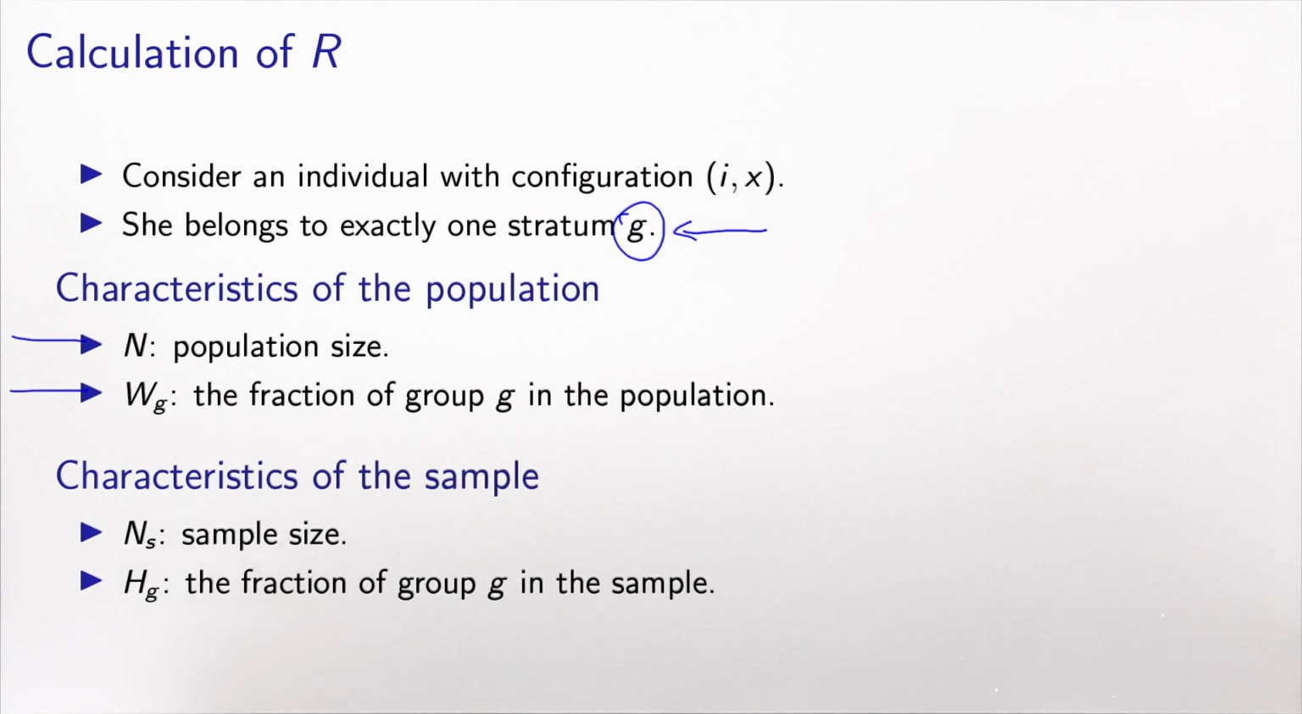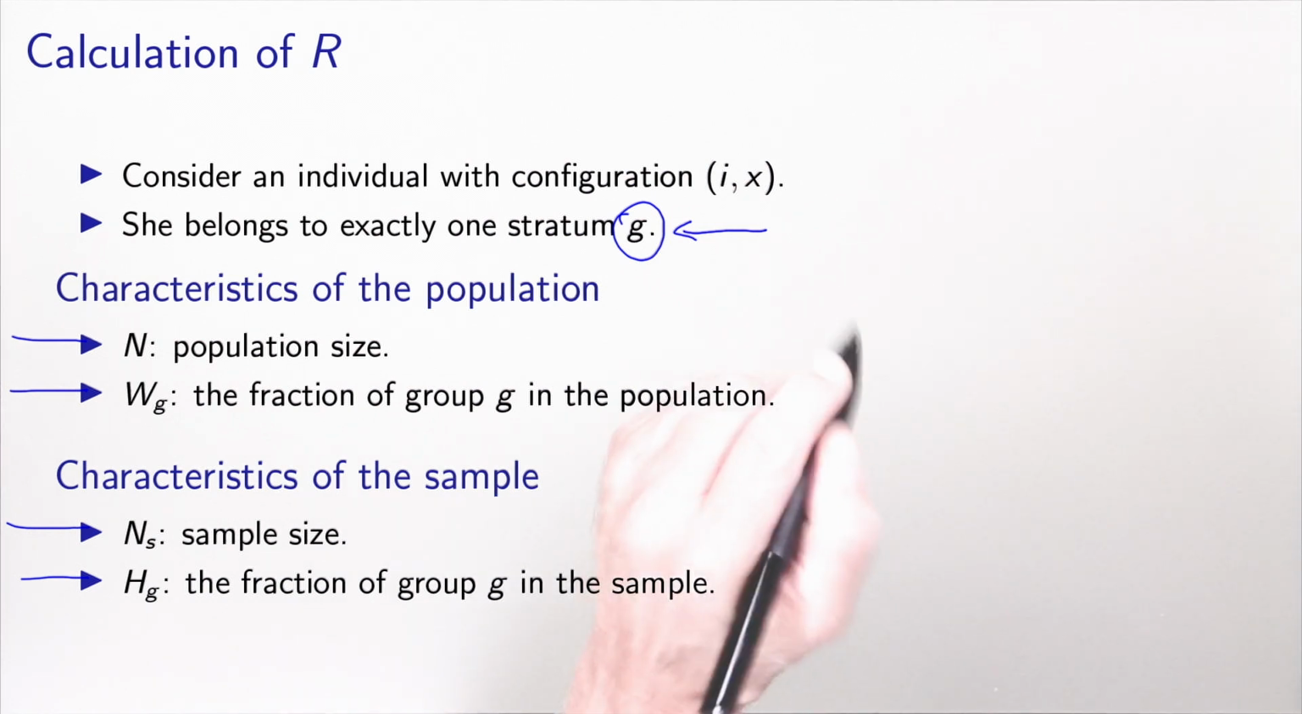WG is the proportion of people in the population who belong to group G. We also have characteristics of the sample. NS is the sample size. And I denote by HG the proportion of people in group G in the sample. And now I can calculate the value of R.